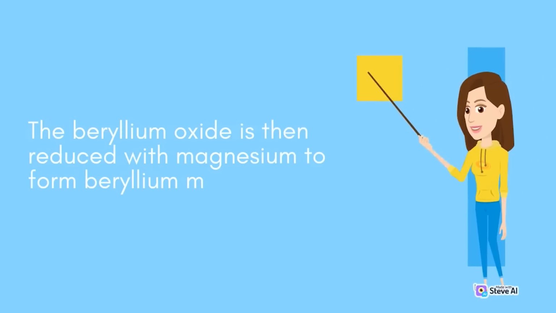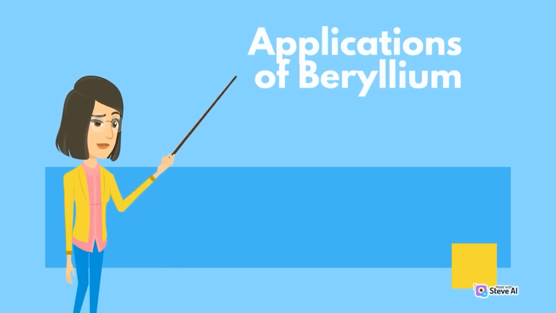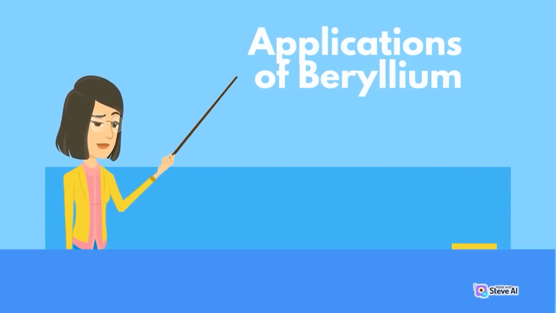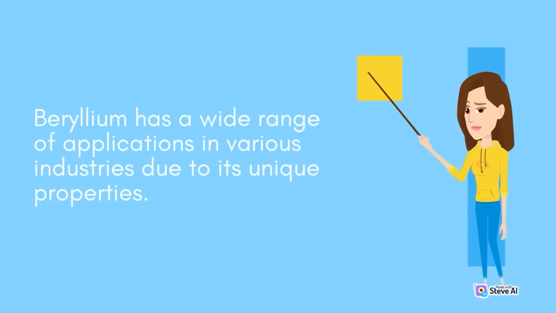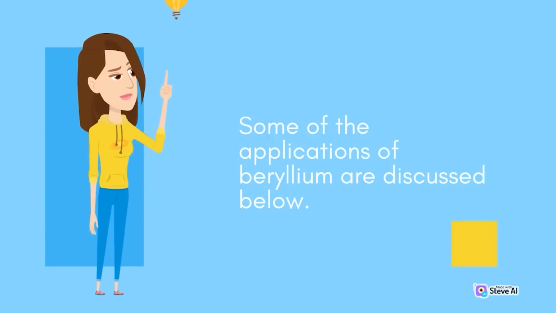The beryllium oxide is then reduced with magnesium to form beryllium metal. Applications of beryllium. Beryllium has a wide range of applications in various industries due to its unique properties. Some of the applications of beryllium are discussed below.